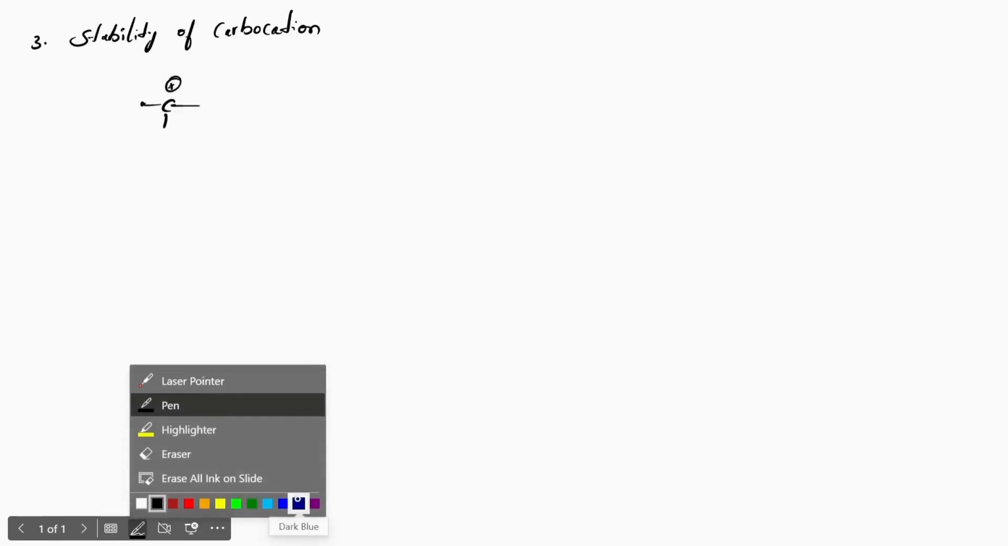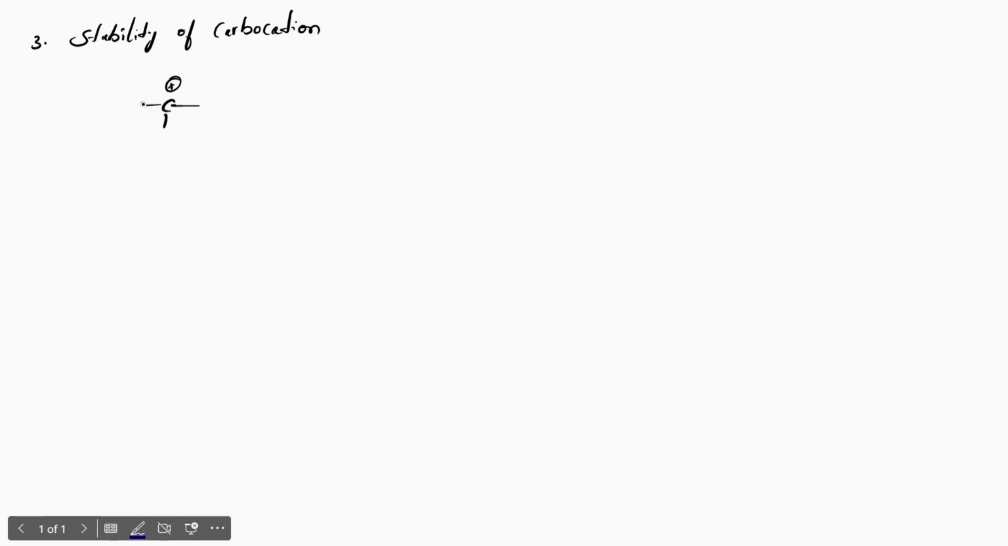Next application is to compare stability of carbocation. We know that this is the carbocation. How many electrons are present? 1, 2, 3, 4, 5, 6.